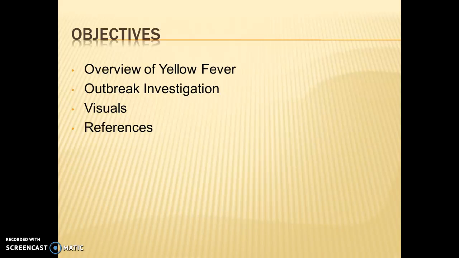For my objectives for the presentation, I want to give a quick synopsis of what yellow fever is, include the pathogen, the transmission, and the population affected. For the outbreak investigation, I'll cover where yellow fever has emerged and report on recent outbreaks and the implications these have had on public health and safety. And then finally, include some visuals and statistical data to complement the data that's been presented.